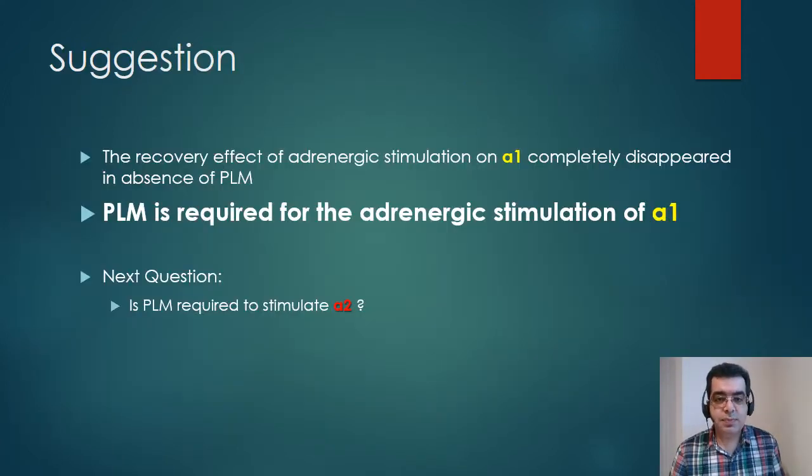So based on these preliminary observations, it's reasonable to hypothesize that phospholemman is required for the adrenergic stimulation of alpha 1. And probably the phospholemman adrenergic effect on alpha 2 is less strong, but some further experiments are needed to suggest so.